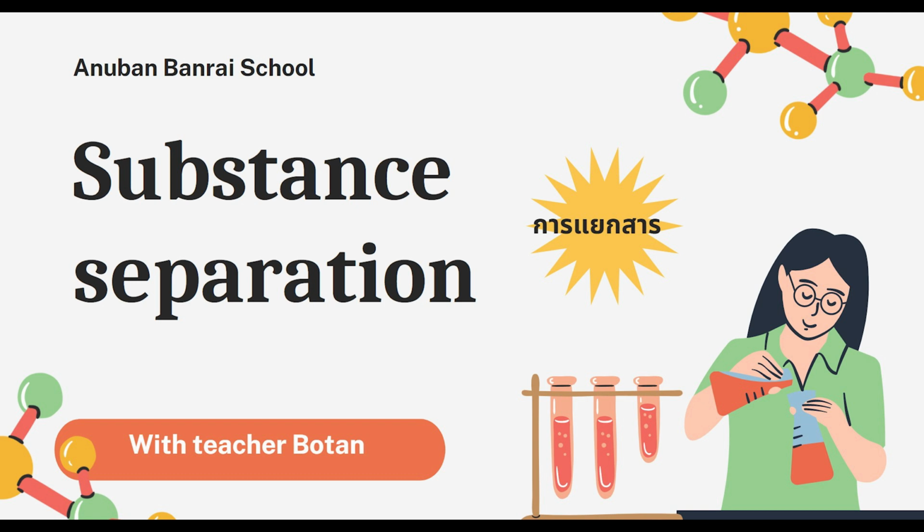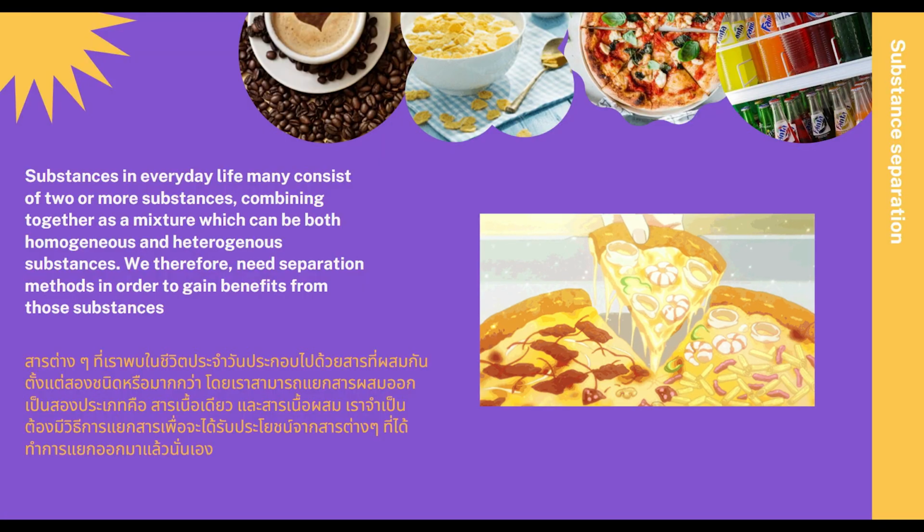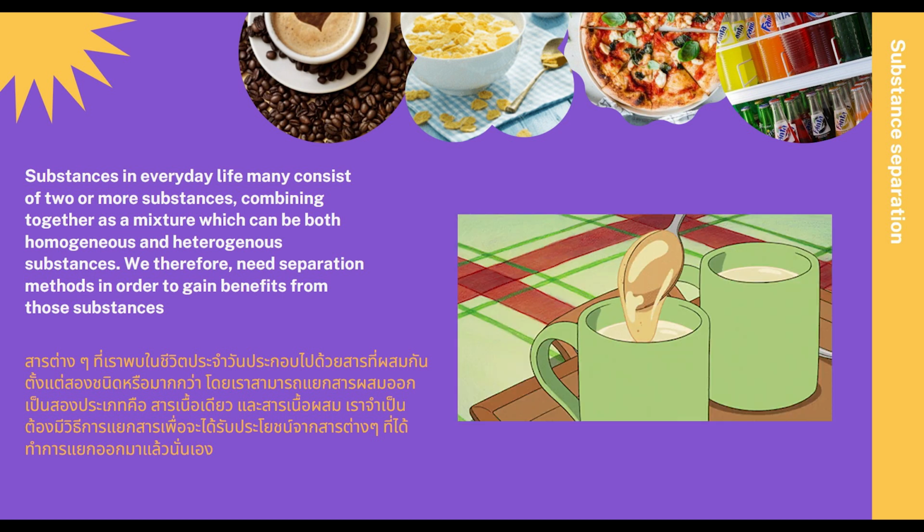Today we're gonna learn about substance separation. Substances in everyday life mainly consist of two or more substances combining together as a mixture, which can be both homogeneous and heterogeneous substances.